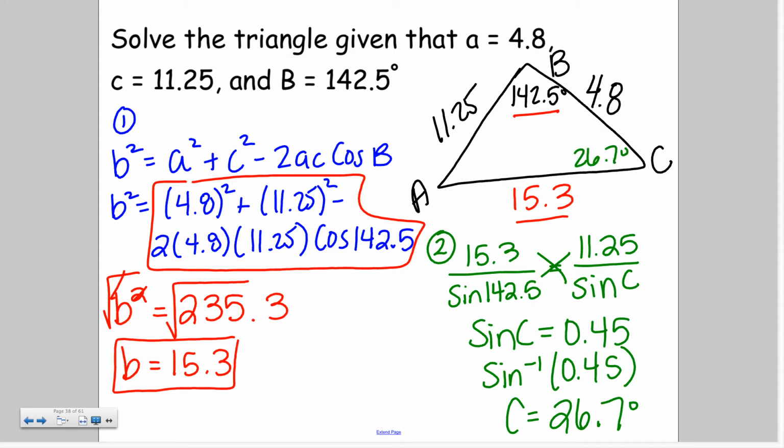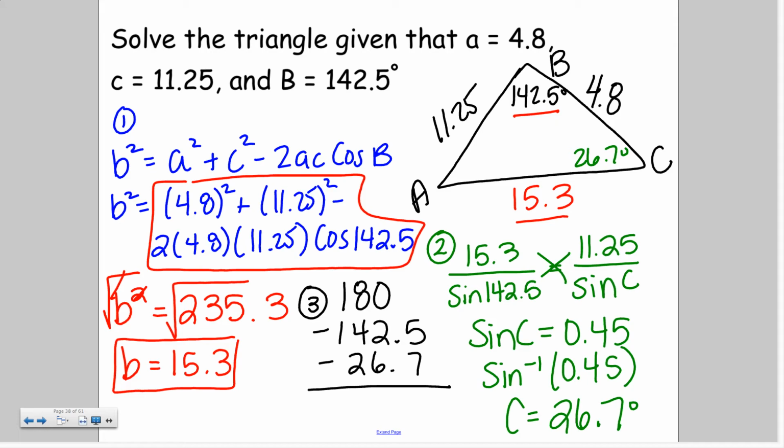So our last step is to take 180 and subtract both of our given angles. When we subtract that, we get angle A is 10.8 degrees. And again, your triangle makes sense because your smallest angle is across from your smallest side, biggest angle across from your biggest side. Alright, we're going to skip that next problem, and we're going to go to the one at the very bottom of the page.